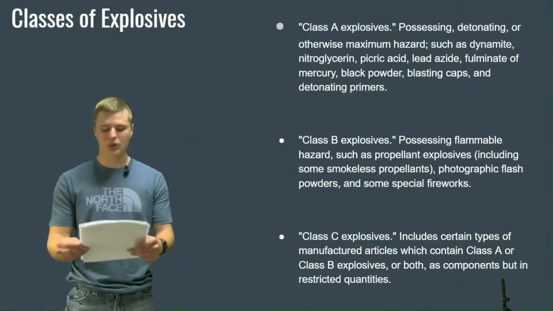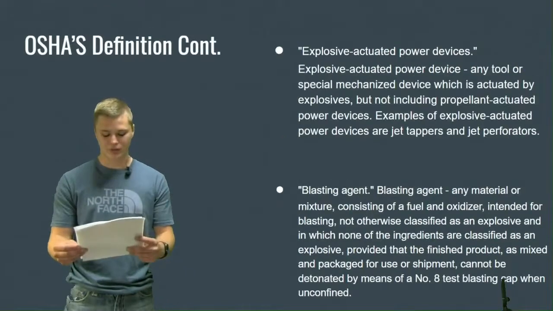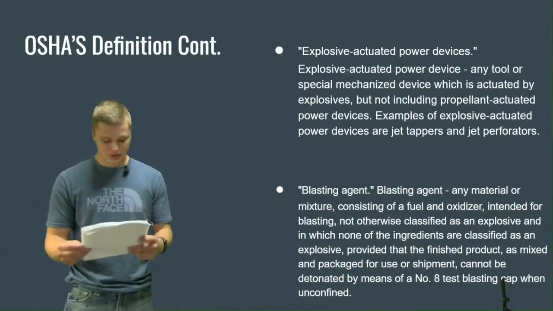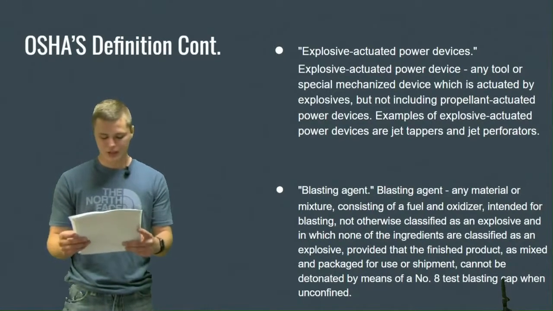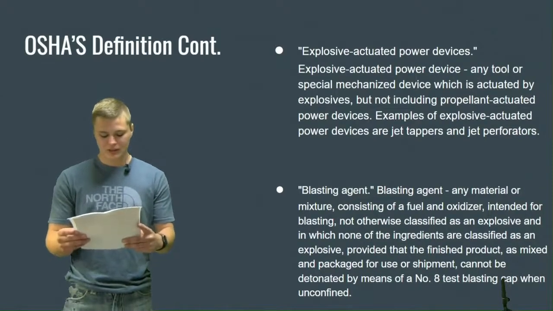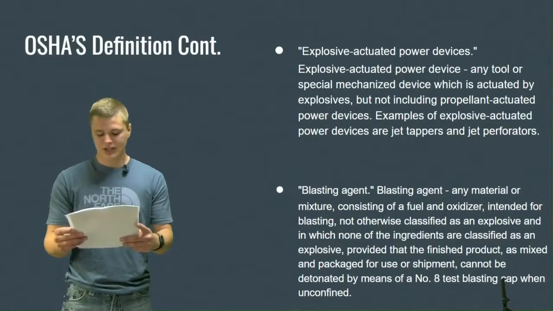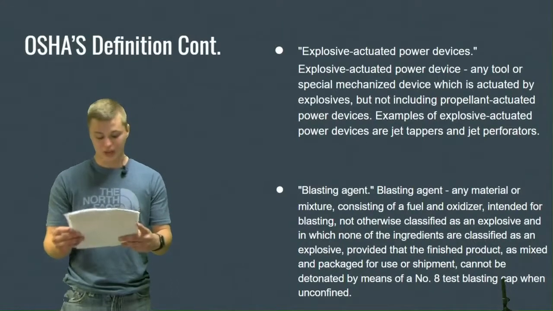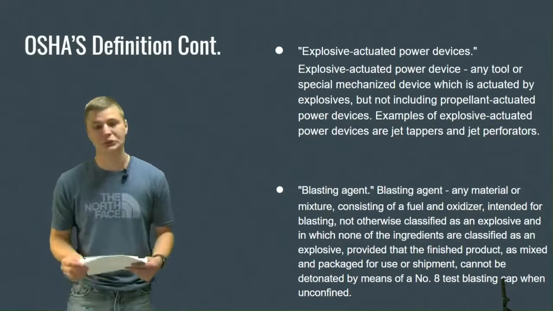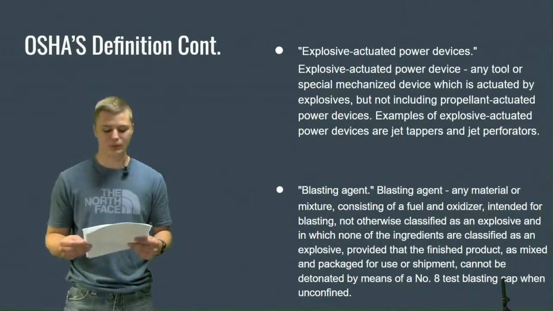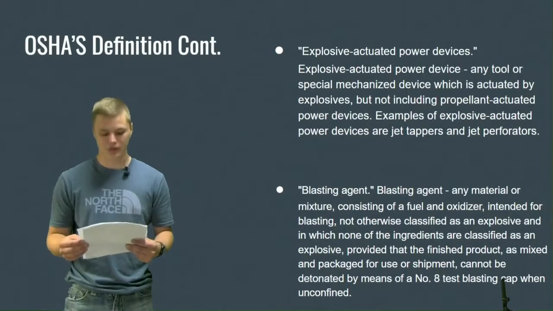There are two important OSHA definitions you need to be aware of. The first is explosive actuated power devices. An explosive actuated power device is any tool or special mechanized device which is actuated by explosives, but not including propellant actuated power devices. Examples of explosive actuated power devices are jet tappers and jet perforators.